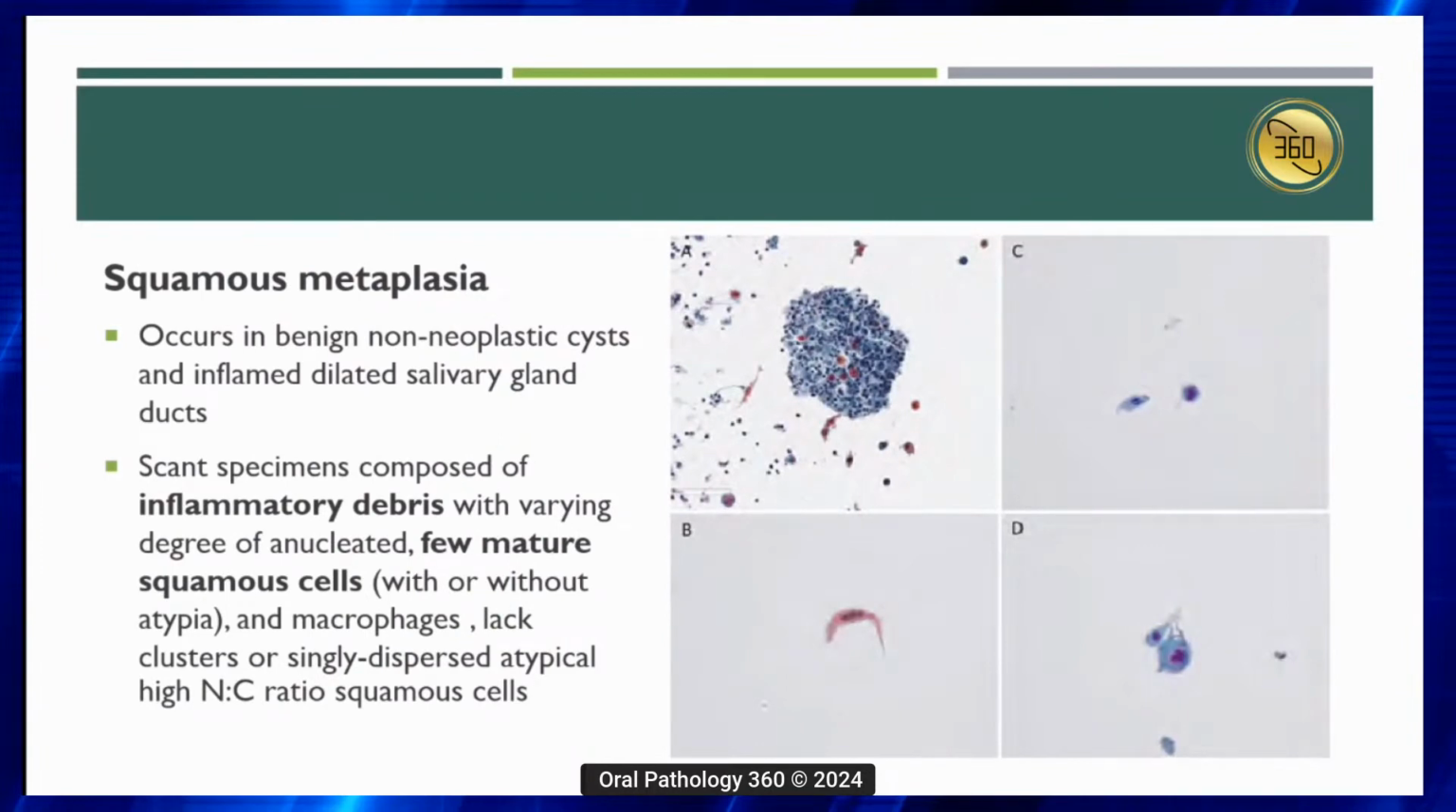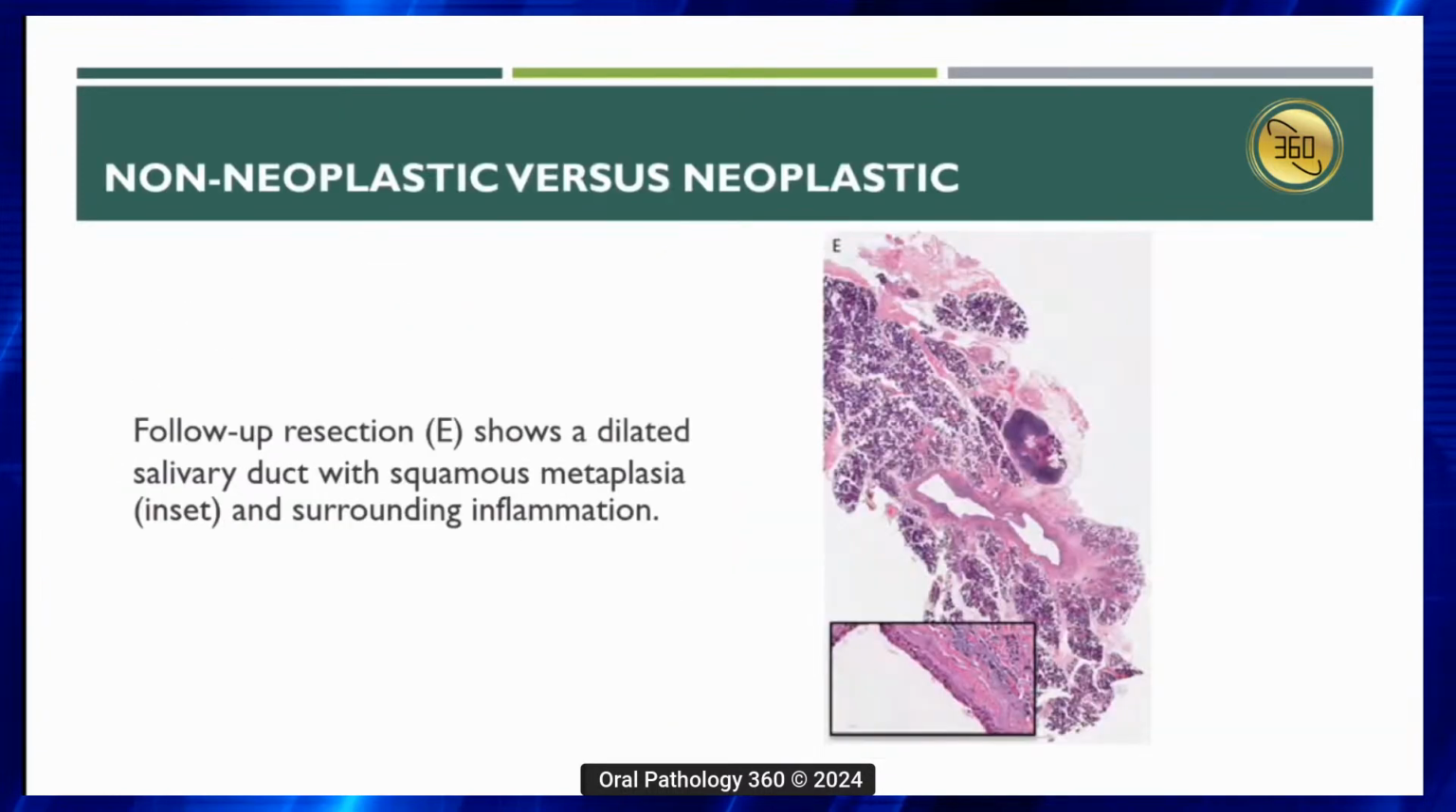Squamous metaplasia is a more common diagnostic pitfall, but fortunately is easier to avoid. It occurs in benign cysts and inflamed dilated ducts. The specimen is usually scant, composed of inflammatory debris and scattered mature squamous cells without atypia. Following the previous case, the resection specimen shows dilated ducts with squamous metaplasia and inflammation.